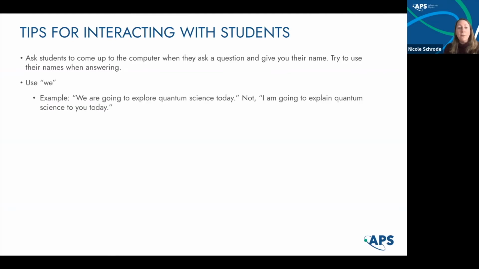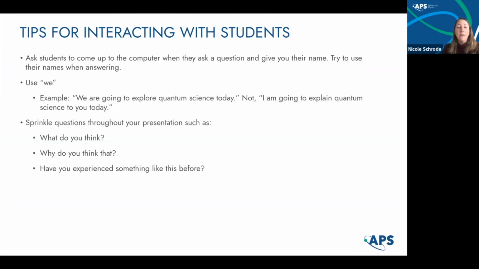Use "we" whenever possible. We are going to explore quantum science today. Invite them into the conversation. Not "I am going to explain science to you today," for reasons that we've talked about already. Try and sprinkle questions throughout your presentation. As you're speaking, give them something to mull over or to think over.